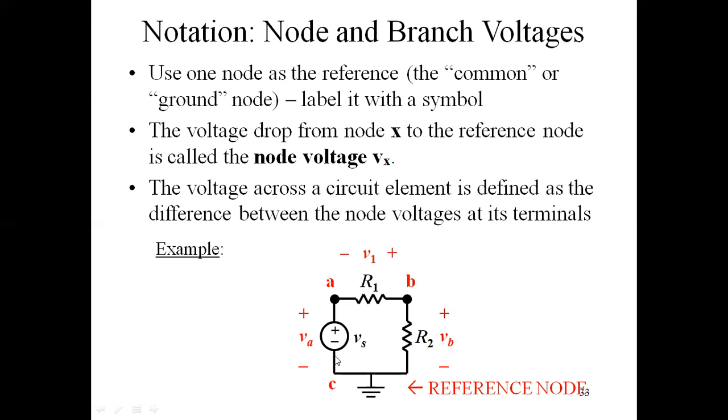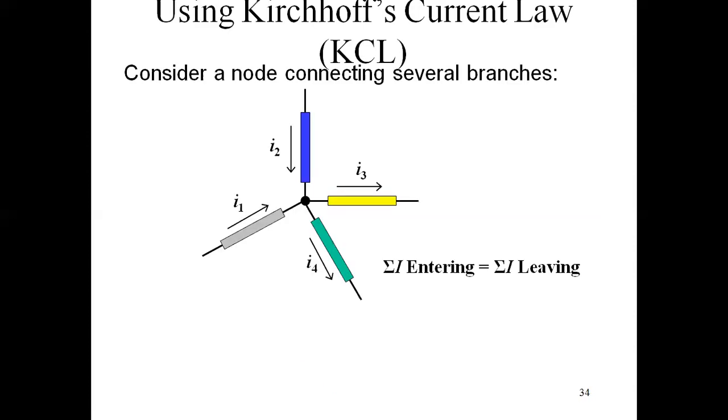Across this VS source, it is VA. Okay, common node is there. So in this way, the voltage across the element is defined as the difference between the node voltages at its terminals. Now, Kirchhoff's current law.